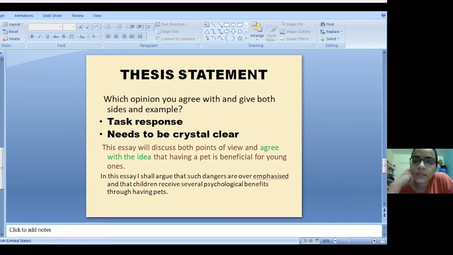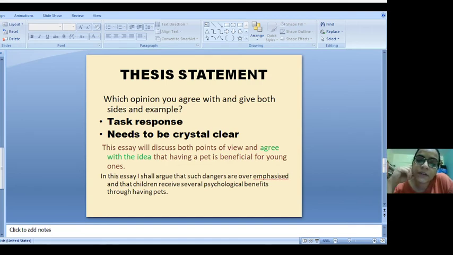For example, what is thesis statement? For example, a question asks you which opinion you agree with and give both sides and with example. Okay, so thesis statement is the answer to this question. Task response would be tested through thesis statement, and it needs to be very clear. All right. For example, how are you going to respond to the task? The question had asked which opinion you agree with and give both sides with example.